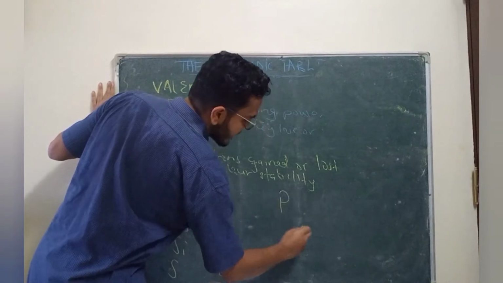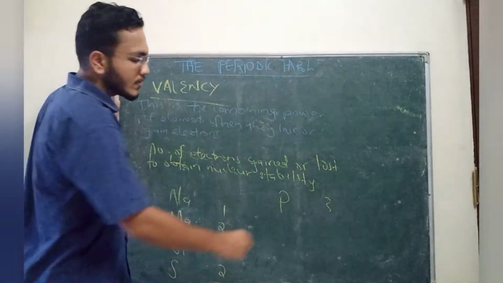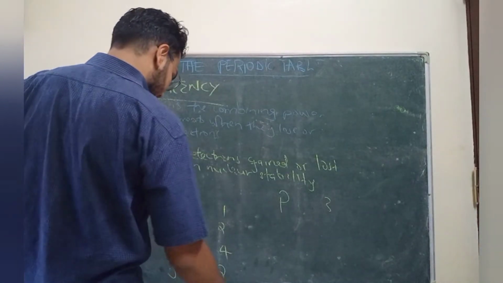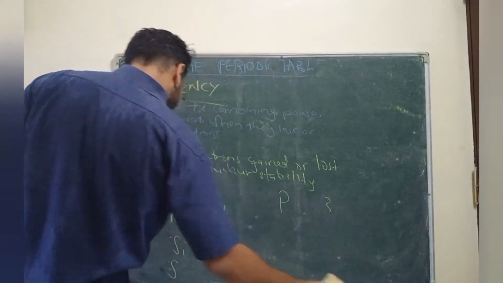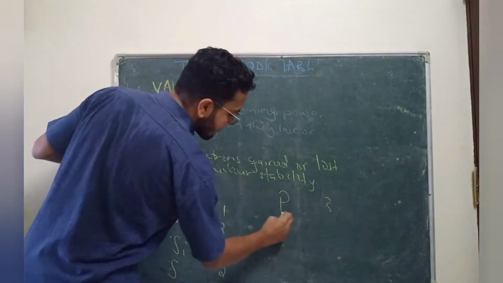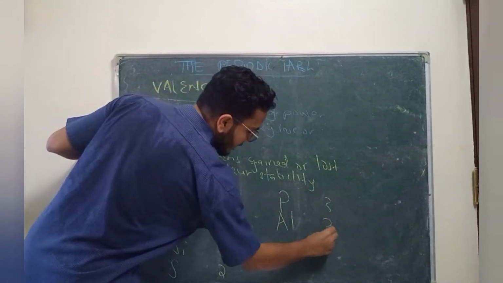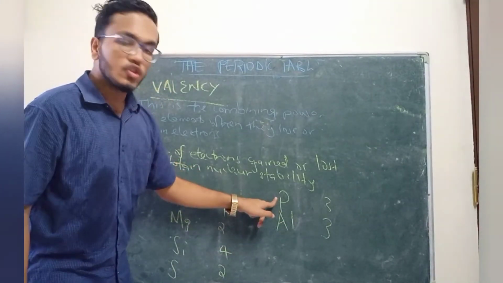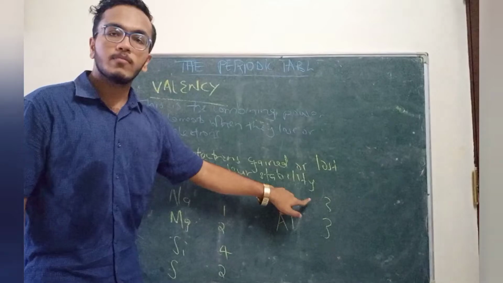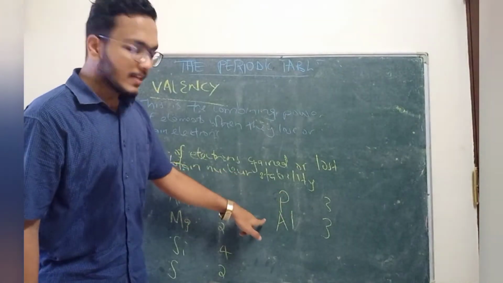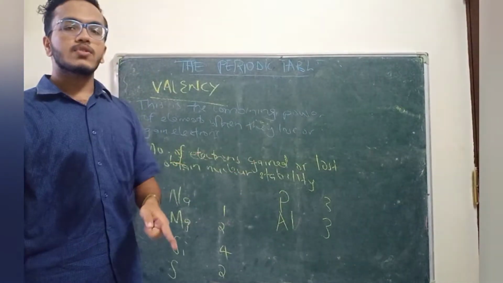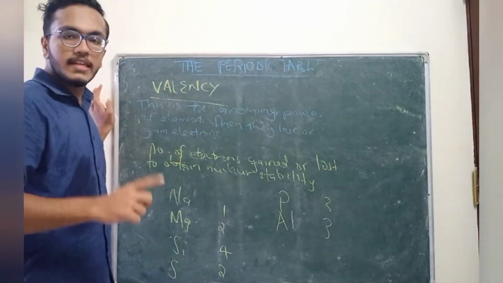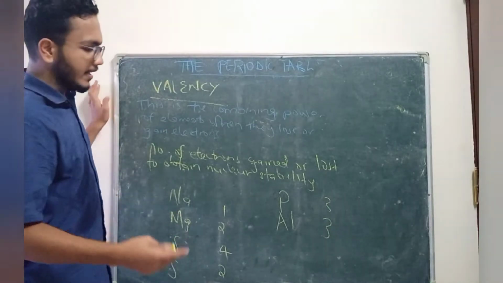Now phosphorus is valency 3. Why? Because phosphorus gains 3 electrons in the outermost energy level to obtain stability. Aluminium valency 3. Why? Because aluminium loses 3 electrons. Phosphorus 2,8,5 gains 3 electrons to form 2,8,8. Aluminium 2,8,3 loses 3 electrons to form 2,8 because it is easier for aluminium to lose 3 electrons than to gain another 5 electrons.